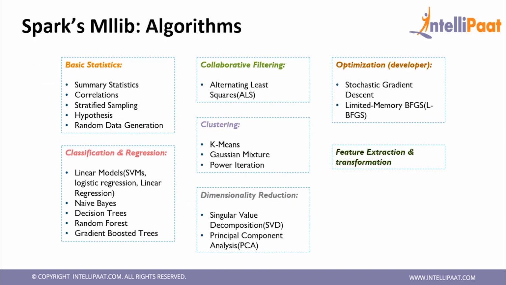With the help of MLlib, you can implement statistical analysis, and classification and regression algorithms such as linear regression, naive Bayes, and decision tree. MLlib also supports clustering algorithms such as k-means and Gaussian mixture. So there are multiple things which you can do with MLlib. Now let us implement a demo on MLlib.